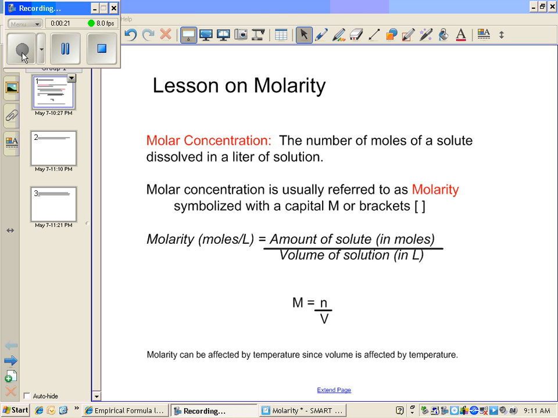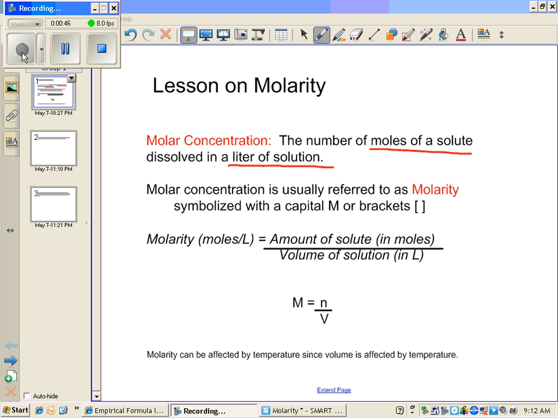So here we have molar concentration. Notice the definition of this one. It's the number of moles of a solute in a liter of solution. Where molality was moles of solute in a kilogram of solvent, molarity is moles of solute in a liter of solution. Molarity is actually used more than molality.